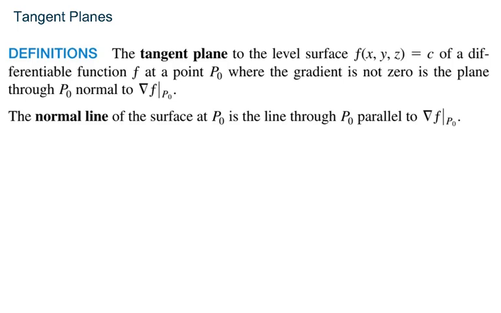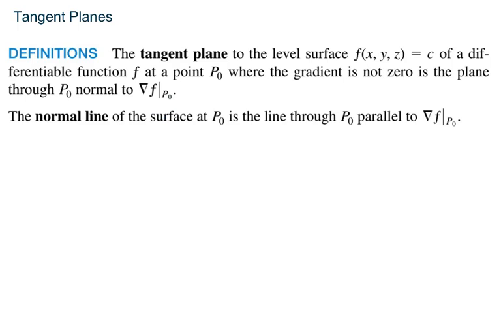So what does the gradient do? We spent a long time in the videos before this talking about gradients. The gradient defines the tangent plane to the level surface. All right, and what does that mean? The tangent plane to some level surface of a differentiable function f at a given point P, as long as the gradient's not zero, is going to be the plane passing through that point and normal, or perpendicular, to the gradient at that point.